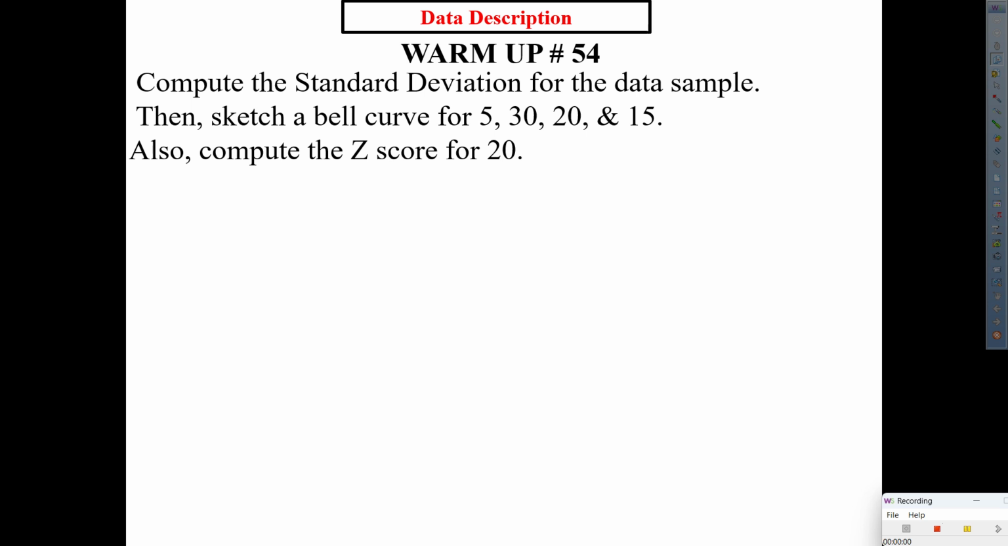Morning, everyone, and welcome back to another exciting day of mathematics. Warm-up 54 is on the screen. That shouldn't take you long. Get cracking. Let's go.